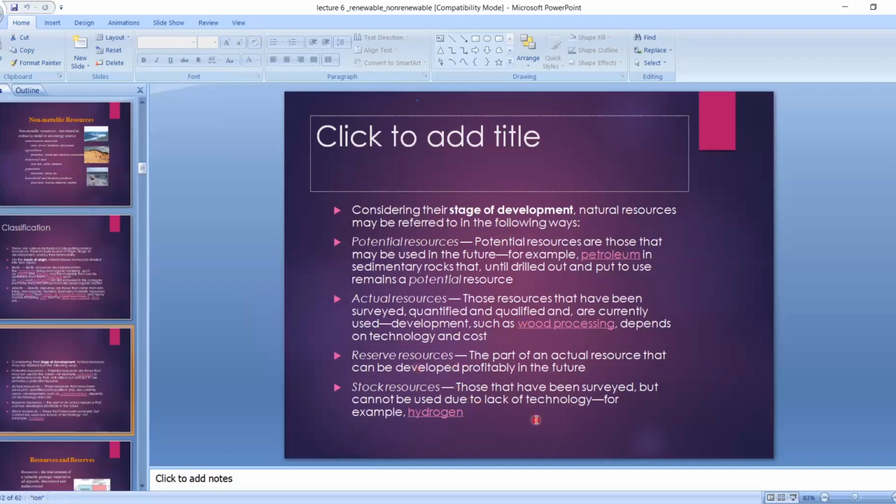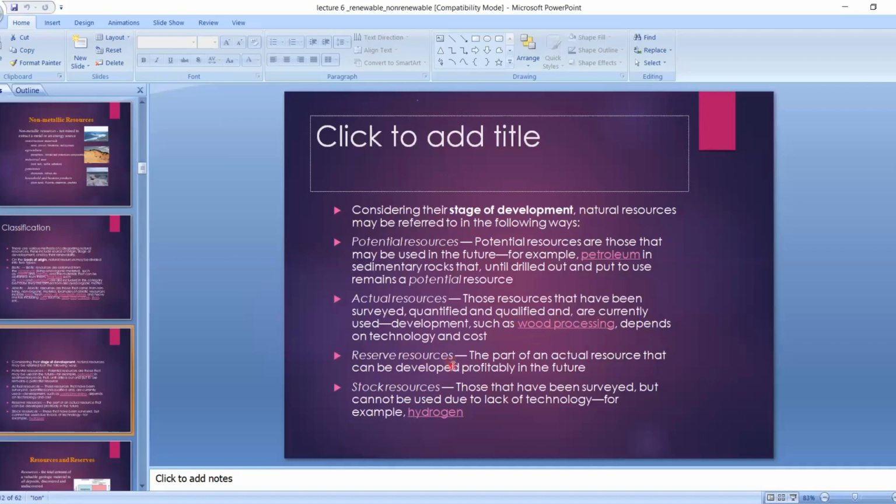Then comes reserve resources. These are the resources which are present, you know where they are, and also they are profitable if you extract them. Reserve resources are a part of actual resources. In actual resources, there's a possibility that you have found the resource, but it's costly to extract it, and it will not be profitable. So you just leave that. You don't go to those resources.